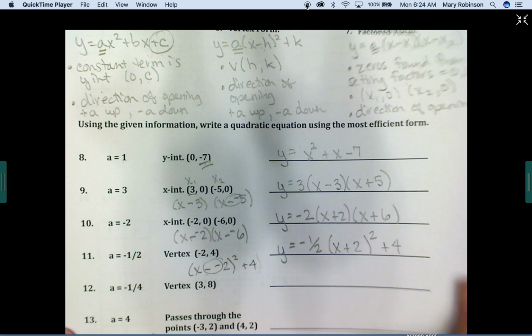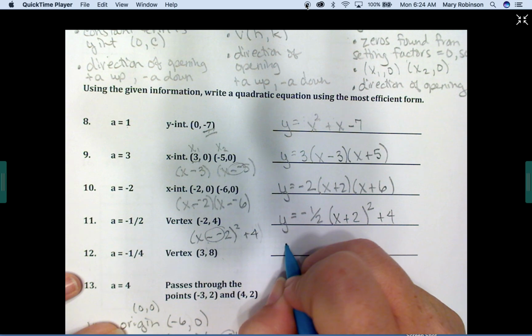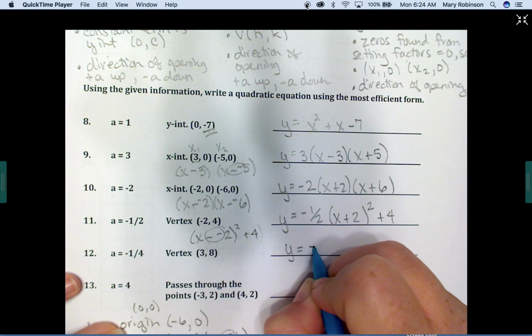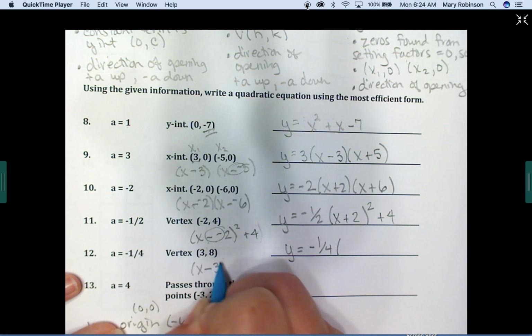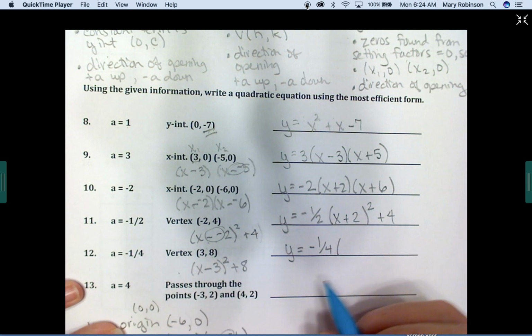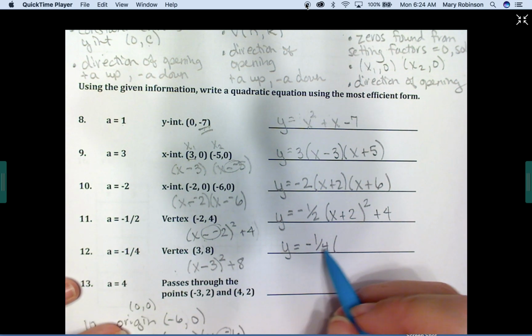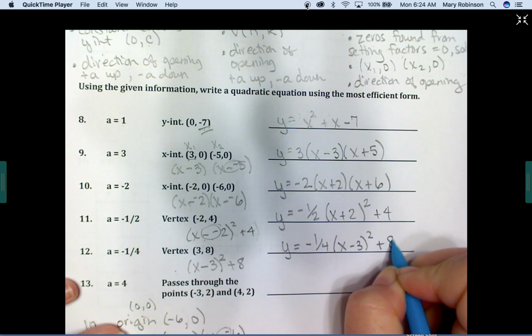Next, our vertex here for 12 is at 3, 8. So again, y equals, in vertex form, negative 1/4 times the quantity. Remember, it's x minus the h squared plus k. You're just sticking the a in front. So y equals negative 1/4 times the quantity x minus 3 squared plus 8.